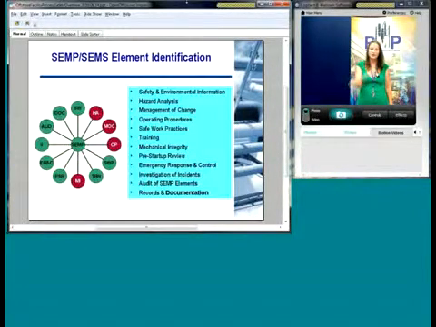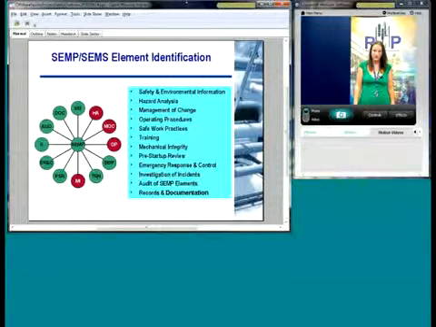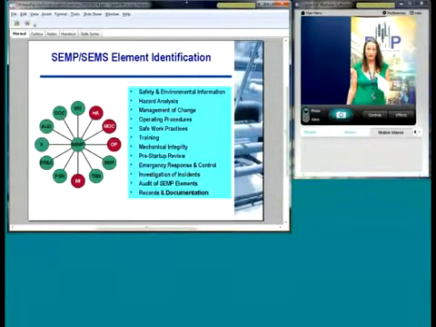These are all the elements of SEMS. This is just a safety management system. You have your hazard analysis, MOC, operating procedures. I think people are really familiar with this. So now, this is common in the U.S.